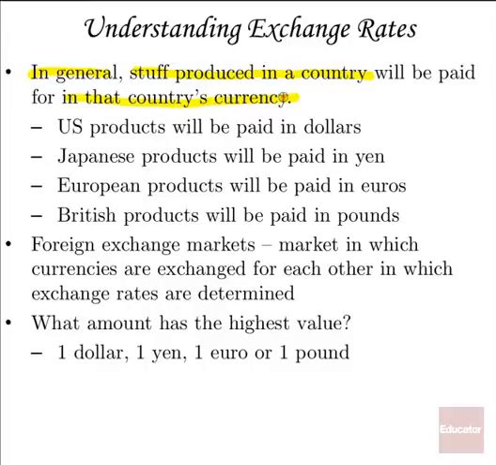So there's going to be consequences as a result, because the amount that a yen is worth is going to be different than a dollar's worth on any given day, because most currencies are going to be floating. And again, US products will be paid out in dollars. Japanese products will be paid in yen. European products will be paid in euros, and British products will be paid in pounds.